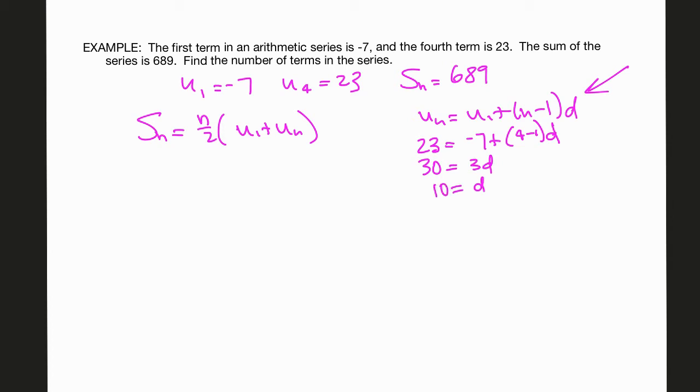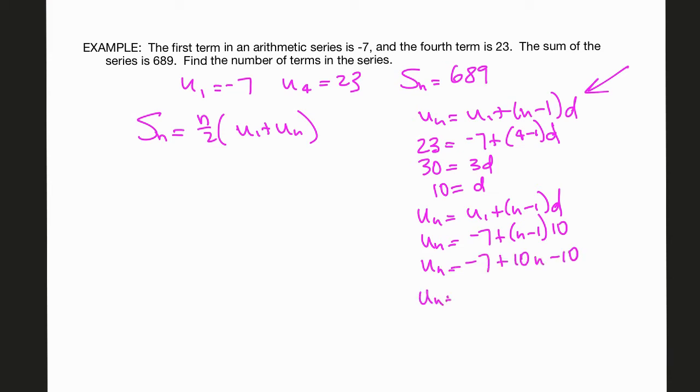Okay, if the difference is 10, then using this formula and plugging in the first term and leaving n alone, negative 7 plus 10n minus 10, I can find any number in the list by using that formula. Okay, so now I should be able to come over here and hopefully plug some stuff in.